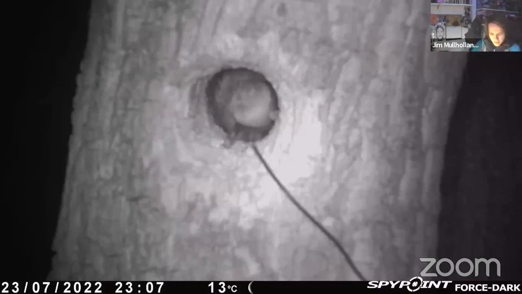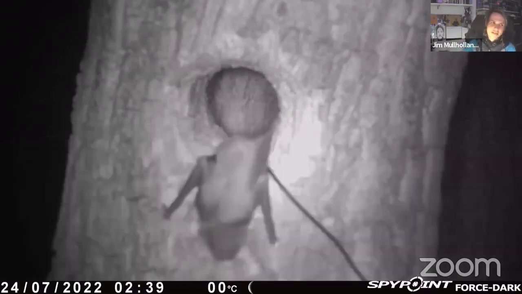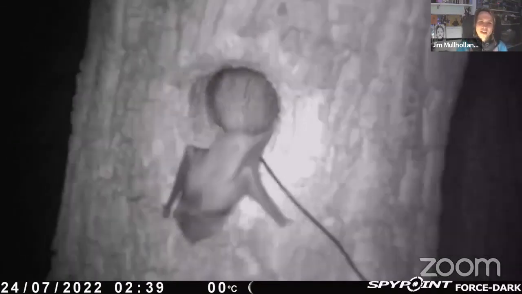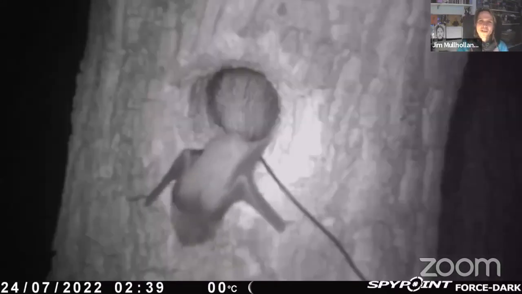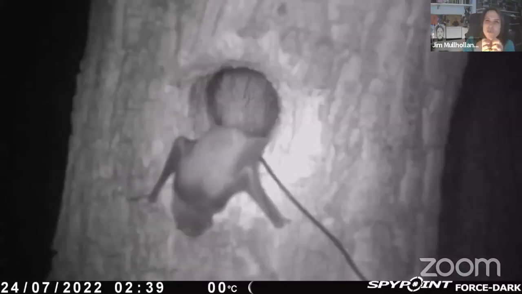Look at the date, 23rd of July, about 11 o'clock at night. If there's any doubt that that bat won that fight, in one of the following videos, slightly later on in the evening, we have this bat carrying on scent marking around the hole. And on the other camera that was taking photos, I've got just a squirrel-shaped blur of the squirrel leaving and running away from the hole.